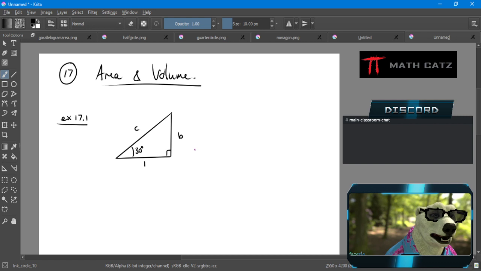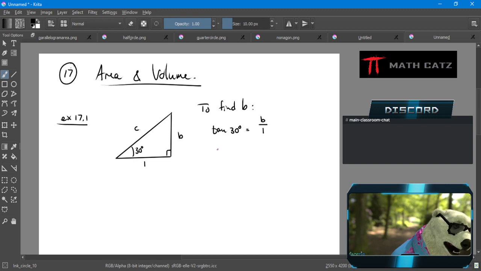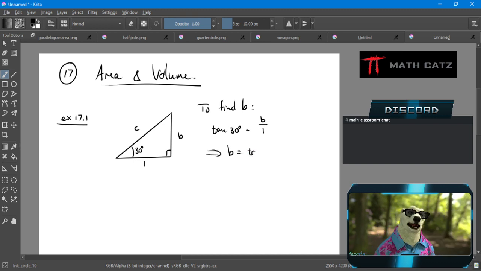In order for me to find the perimeter, I need to find these other lengths, which is a familiar question going back to the trigonometry section. So I could, for example, find B by looking at the angle 30 degrees and seeing, well, I have an adjacent and an opposite side involved. One option is to say tan of 30 degrees will be opposite over adjacent. So that means that B is 1 times tan 30. So we can calculate tan 30.